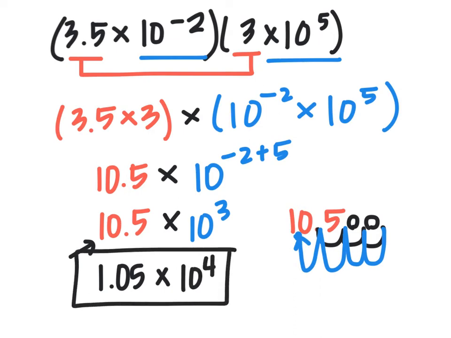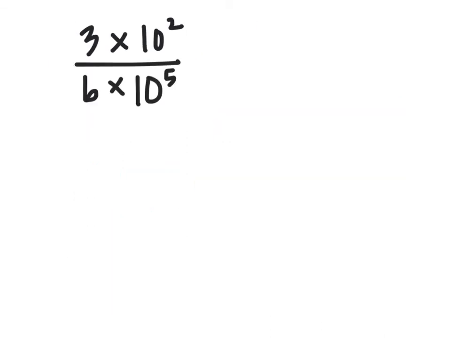Our number is in scientific notation. We have a number between 1 and 10, and we have that power of 10 with an integer exponent. And keeping in mind, this is a big number, and our exponent is positive, so we've written this correctly. Let's go ahead and take a look at our final example with division. We have 3 times 10 squared divided by 6 times 10 to the fifth power.